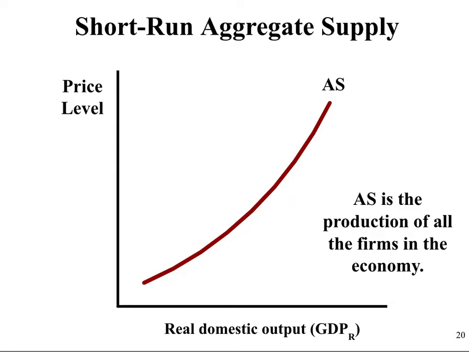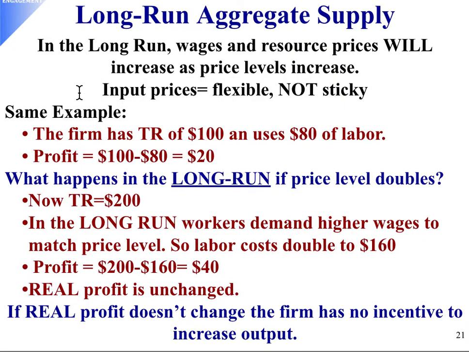That's why with this short run aggregate supply curve, we're seeing a direct relationship, the opposite of that downward sloping, indirect aggregate demand curve. When price levels are increasing, at least in the short run, when we have sticky input prices, there is an increase in our real domestic output. As the price level increases, we want to be making more and more of those items because there's a potential for profit. It's different than when we talk about long run aggregate supply, because the long run is determined by when input prices can actually change, when they're no longer sticky.